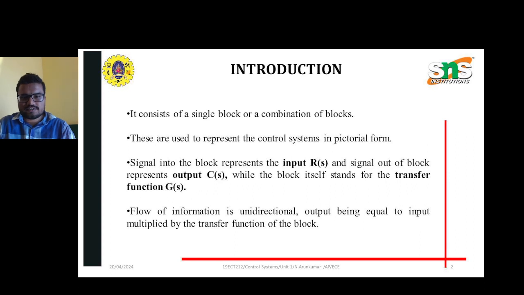It consists of a single block or a combination of blocks. They are used to represent the control system in pictorial form. Initially, the control system and its blocks can be represented by input, output, and transfer function. Input can be represented by R(S), output can be represented by C(S), and transfer function as G(S).